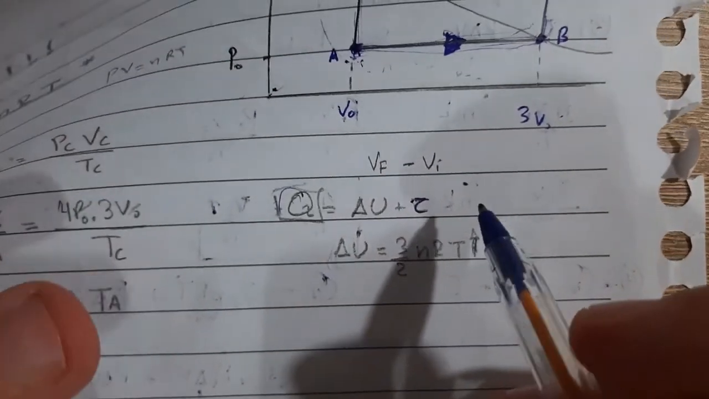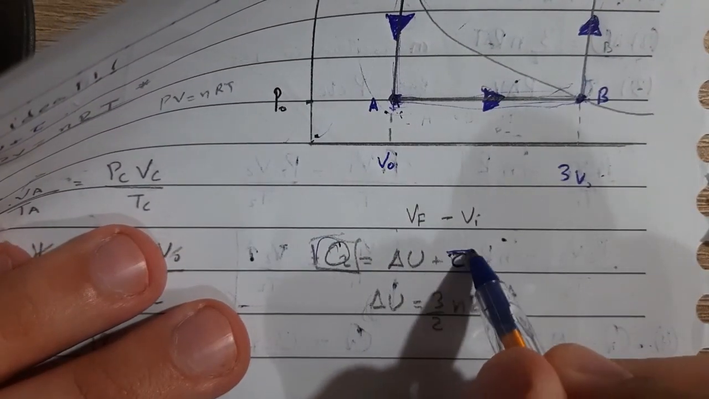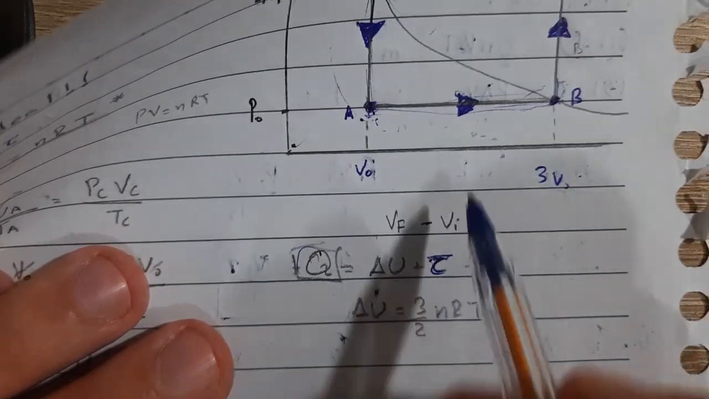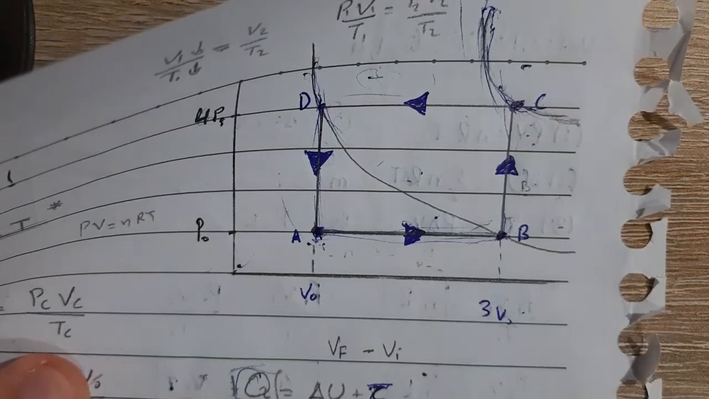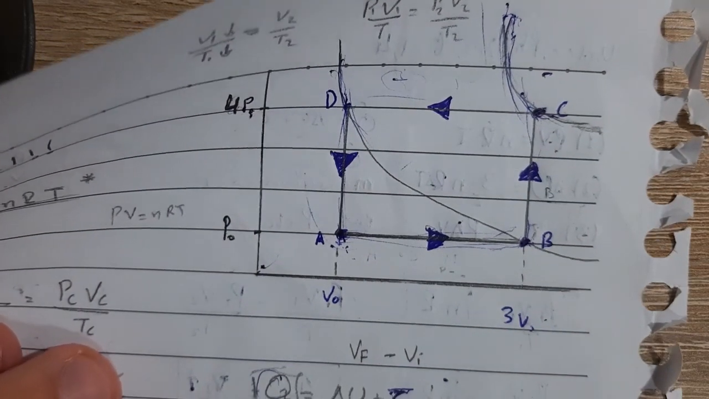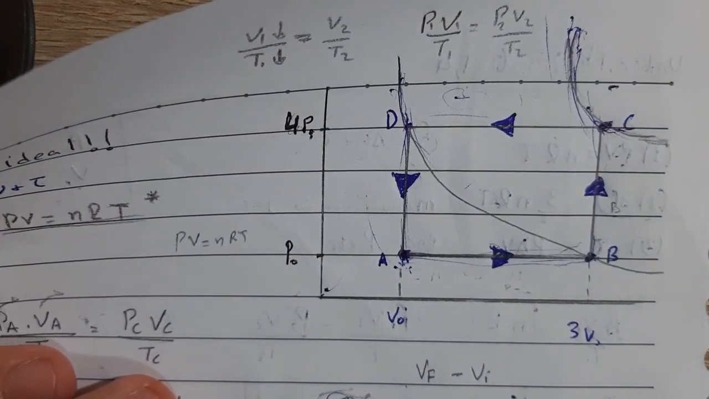How are we going to calculate it? By finding the work they did in the process plus the internal energy in each one of them. If you want to do it by yourself, it will be much faster for you, okay? So I'm going to start doing it now.